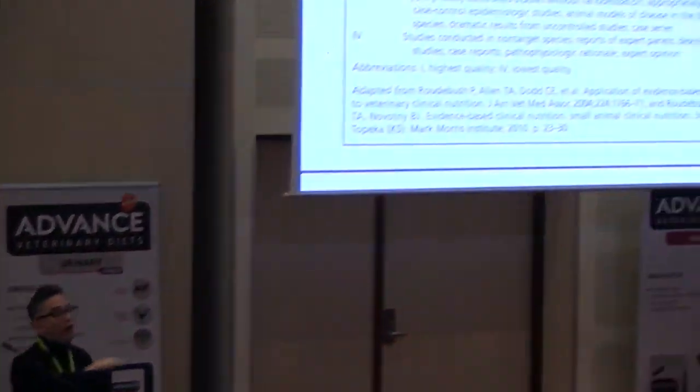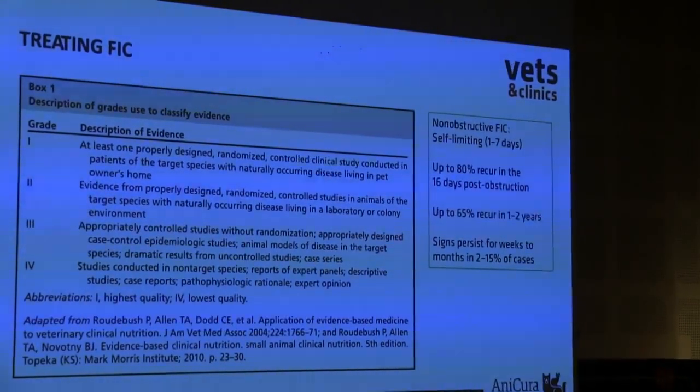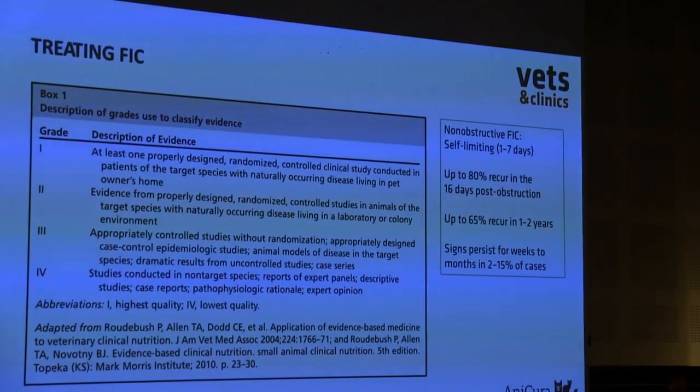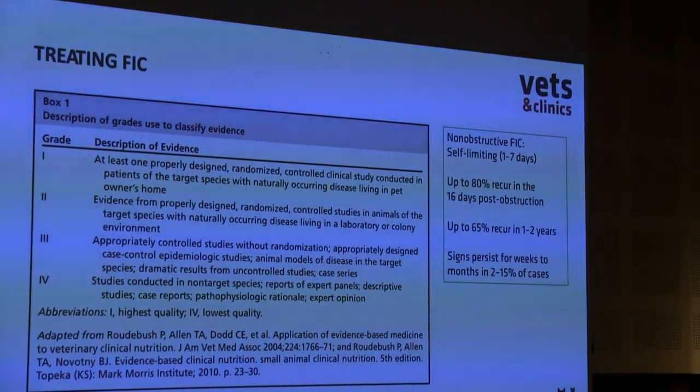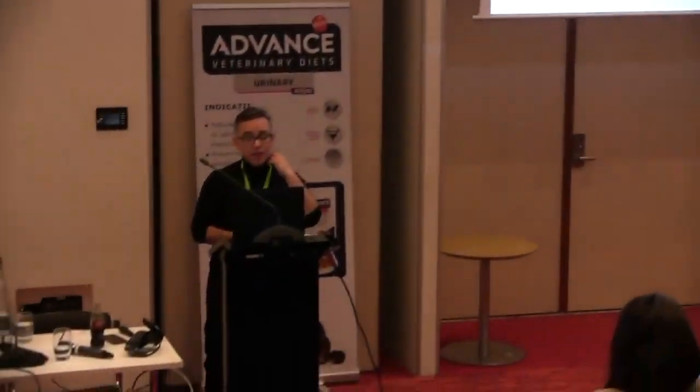Okay, we're going to talk about the treatment of feline idiopathic cystitis. This is a table that shows us the evidence. The strong or high evidence is evidence type 1, and the lower or weak evidence is number 4. What is important to consider when we see a cat with non-obstructive FIC is that this disease is self-limiting, mainly in female cats. Even if you don't try anything, the cat improves alone. But we're going to talk about the treatment in this cat.